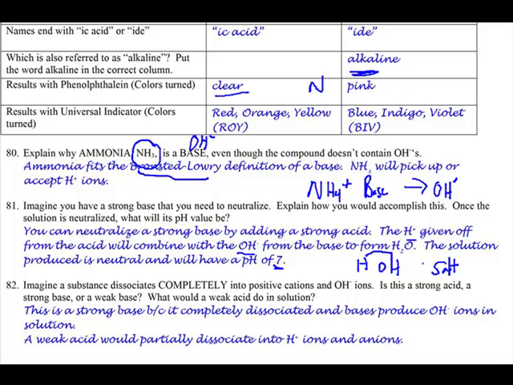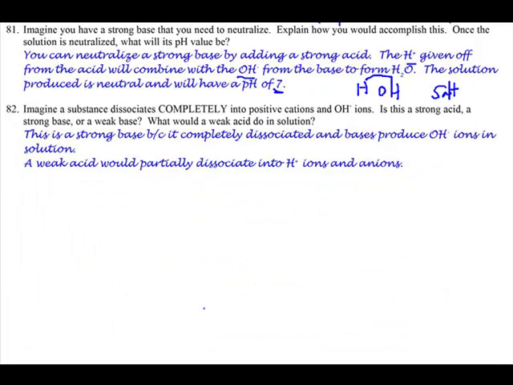And finally, last question here, number 82. It says, imagine a substance dissociates completely into positive cations and OH ions. Is this a strong acid, strong base, or a weak base? Well, right away we know that it's a base because of the OH. And then it says it dissociates completely. So that means that the OH is separate from whatever it's bonded to, the cation. Let's imagine that it's X bonded to OH. We'll do two examples here and explain this. X bonded to OH, and then here let's take a look at a different substance, a made-up one, Y bonded to OH.